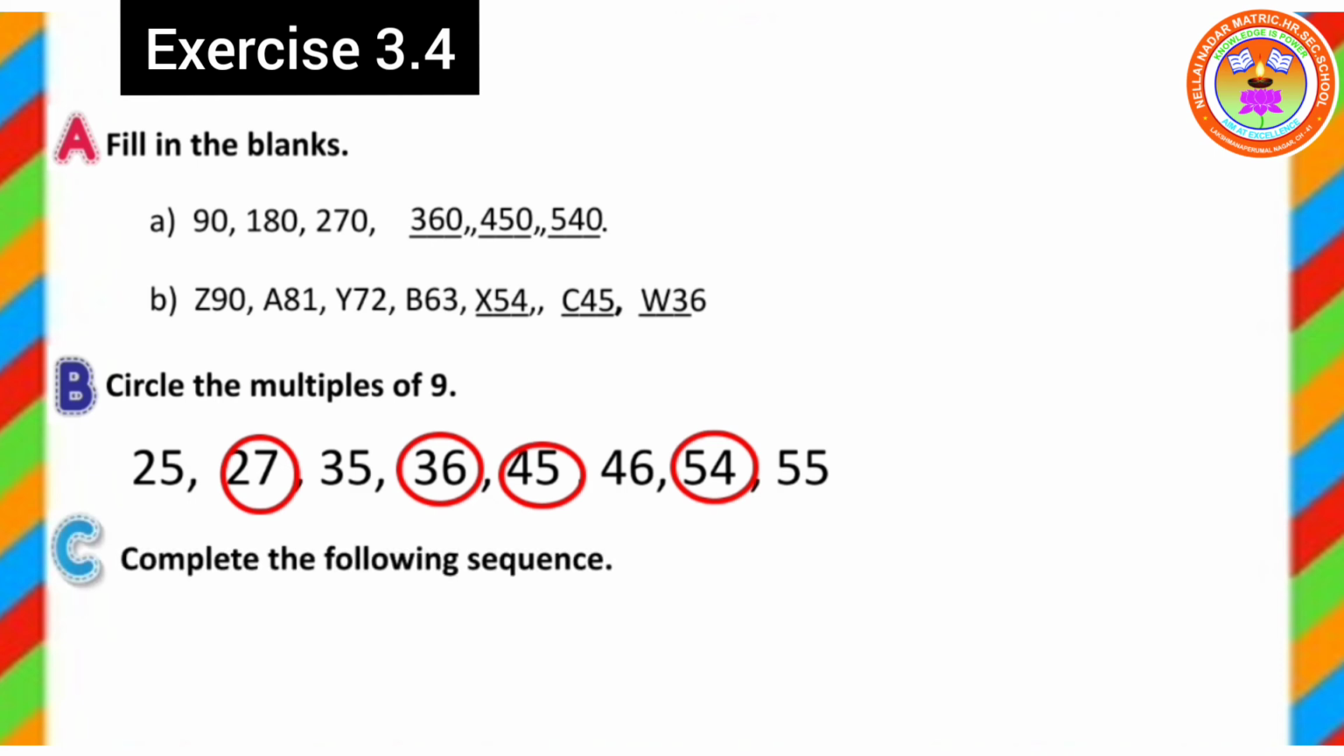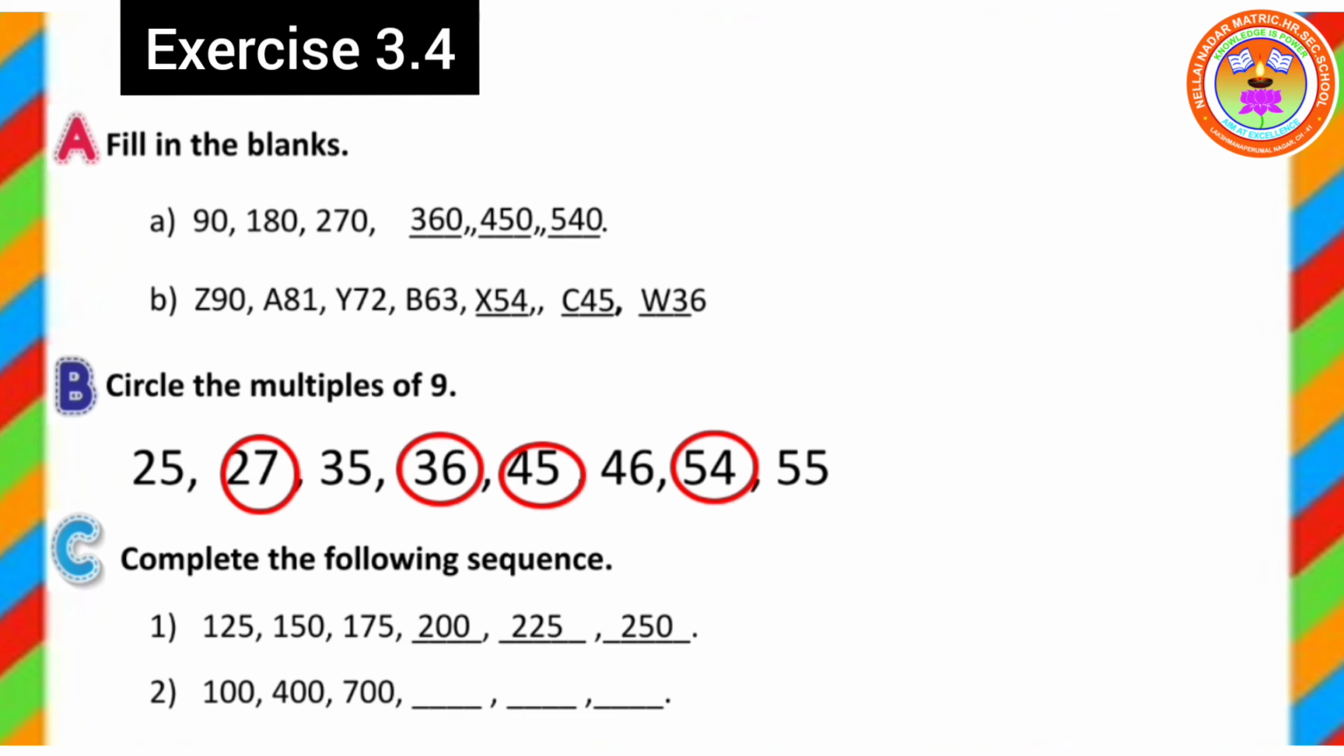Complete the following sequence. 125, 150, 175. What is next? 200, 225, 250. 100, 400, 700. They leave 200 and 300. Here 5 and 6 they leave. 8 and 9 they leave, meaning what is that? 1000, 1300, 1600.